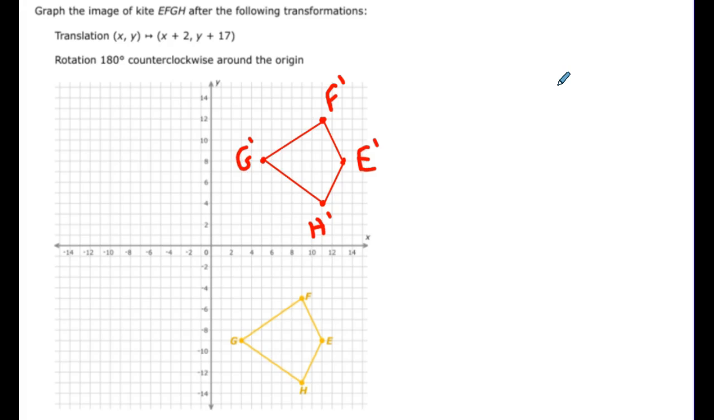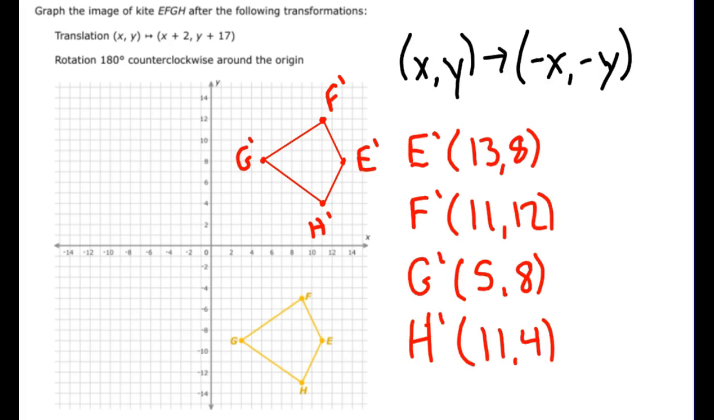So now we're going to take this new image after the translation, and we're going to perform a rotation 180 degrees counterclockwise around the origin. The rule for a rotation 180 degrees counterclockwise around the origin is we're going to replace x, make it negative x, replace y, make it negative y. So the signs are just going to change.